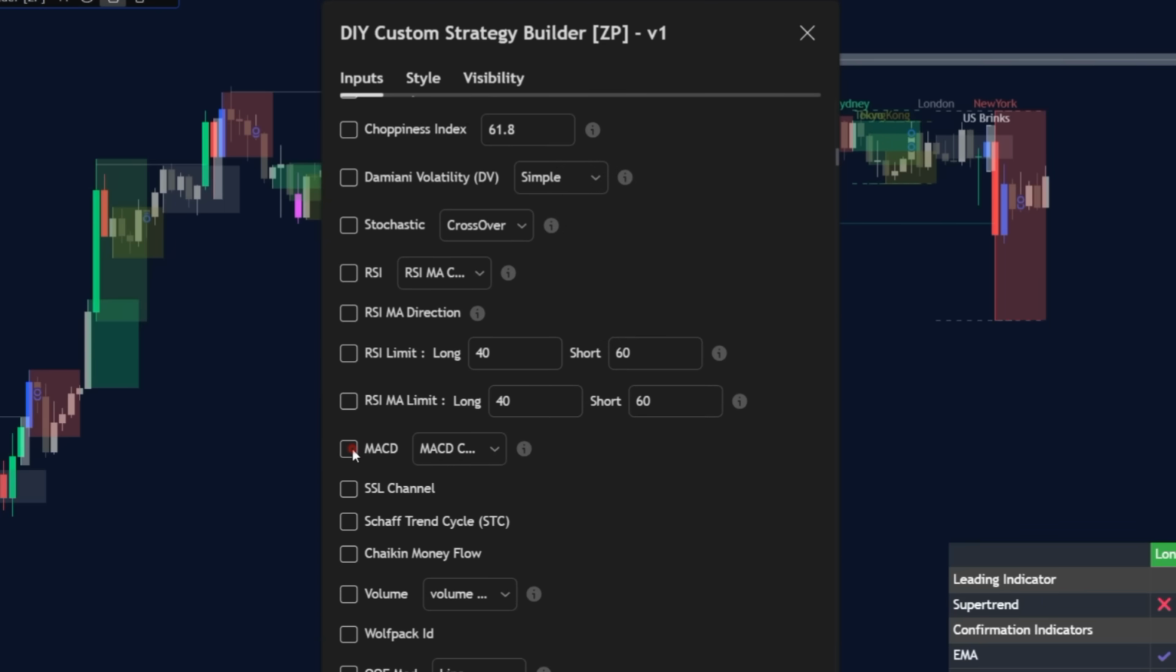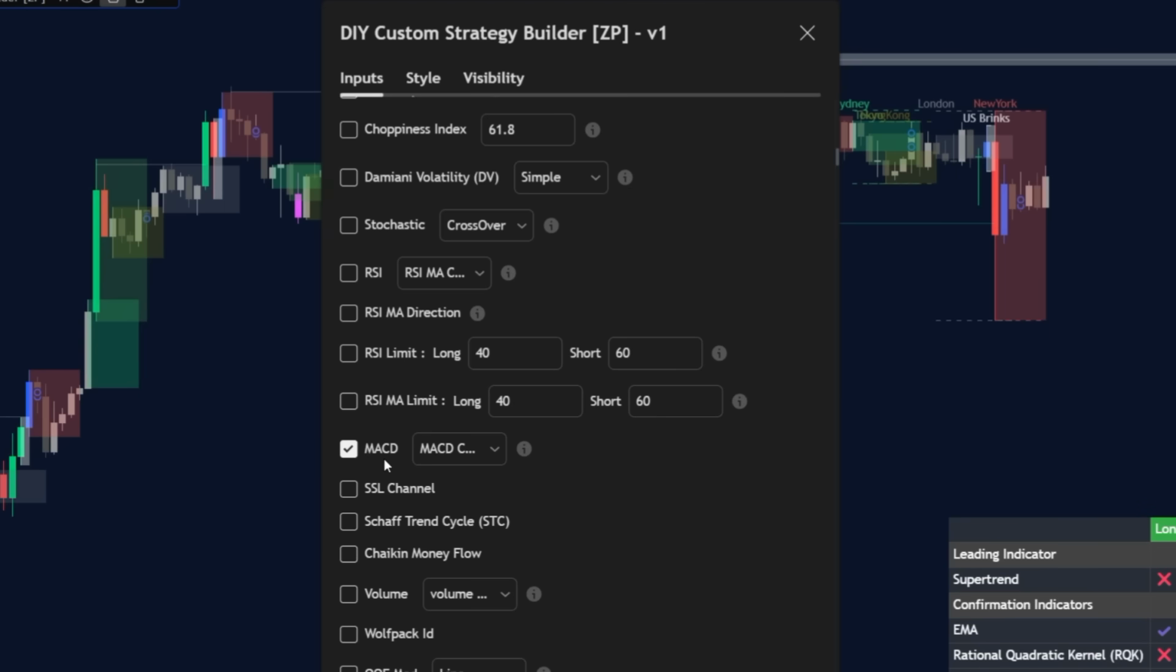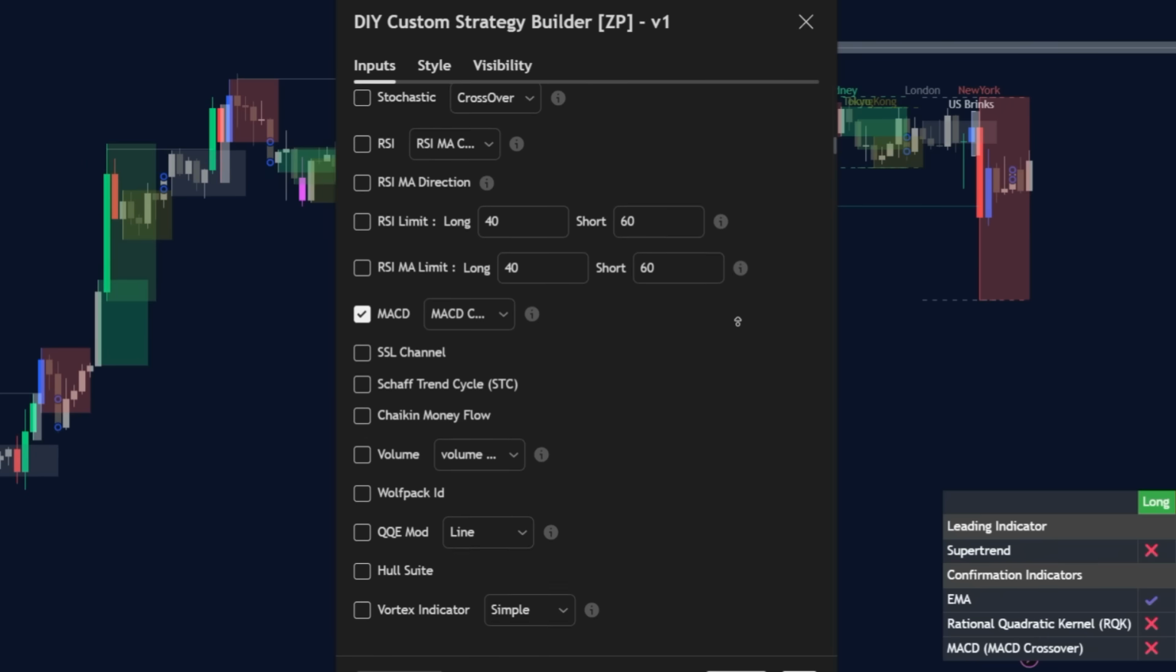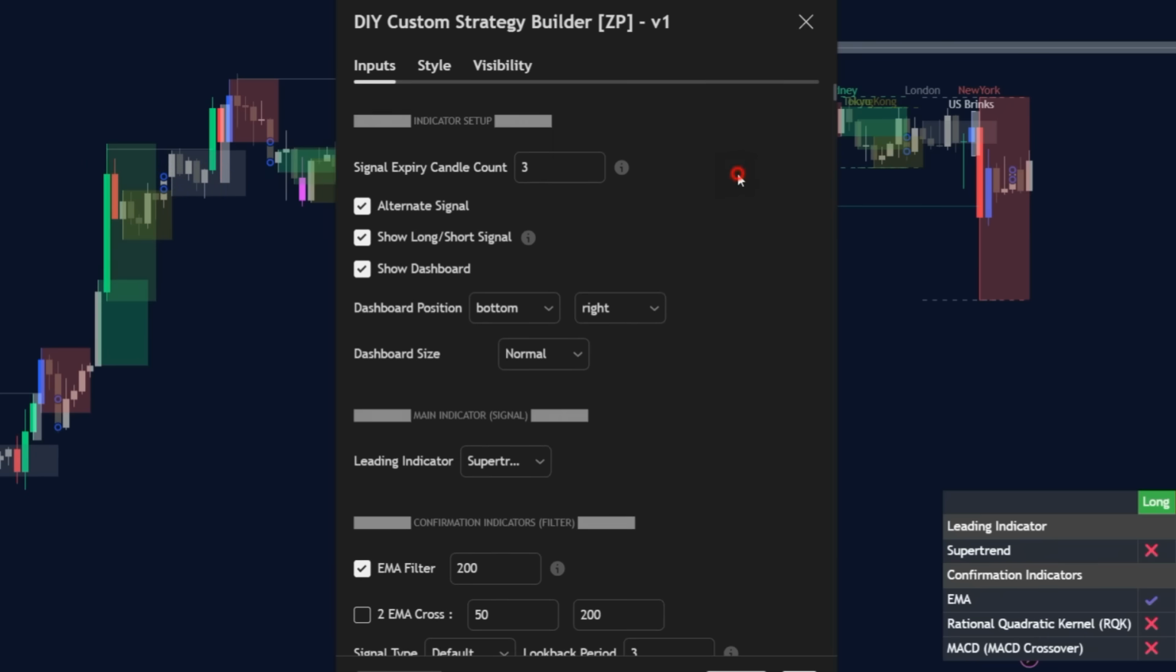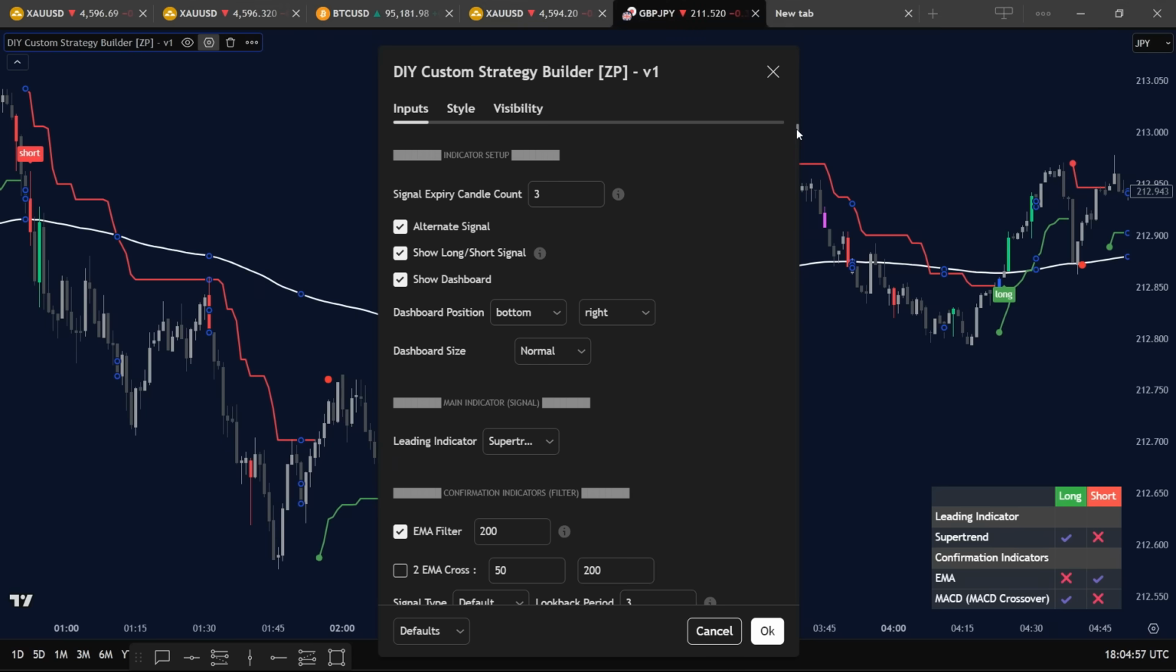Next, enable Confirmation Indicator 2 and select MACD. We are using this for momentum. We want to make sure that when we enter, the money is actually flowing in that direction. Now, pay attention. This is the setting that 99% of people get wrong. Look at signal expiry. Change this to 3. This gives the market a grace period of 3 candles for all the stars to align. It stops the indicator from being too strict and missing the big moves.